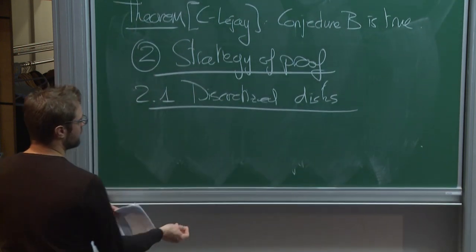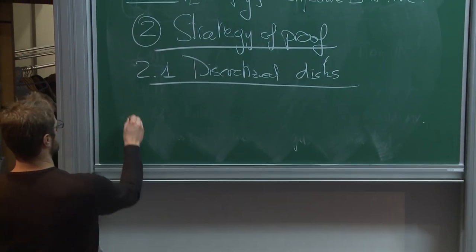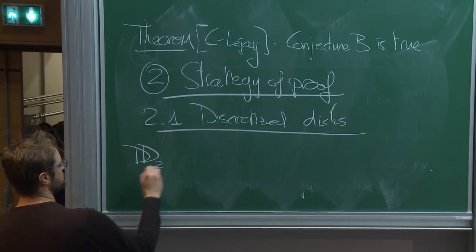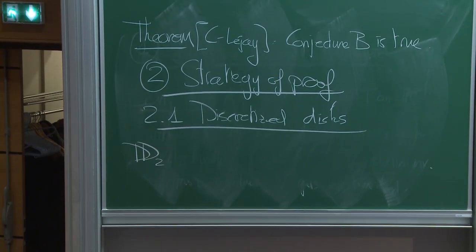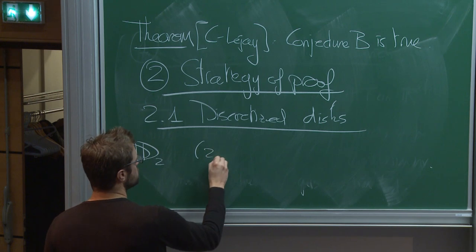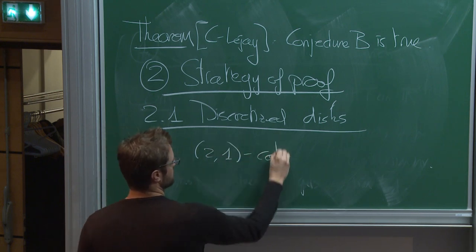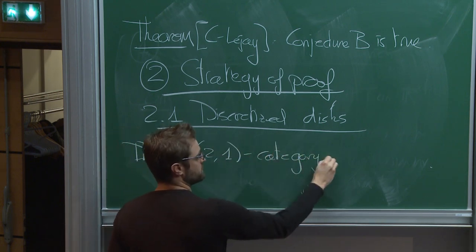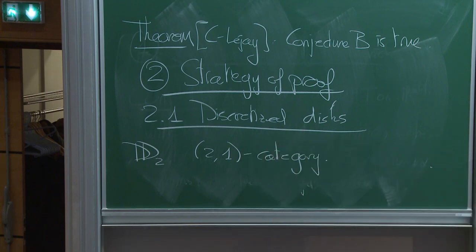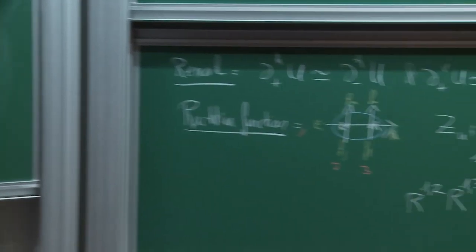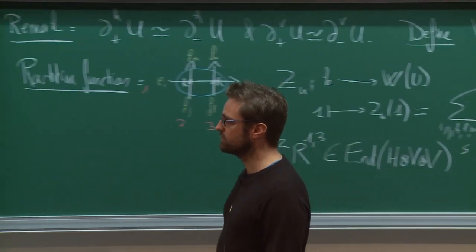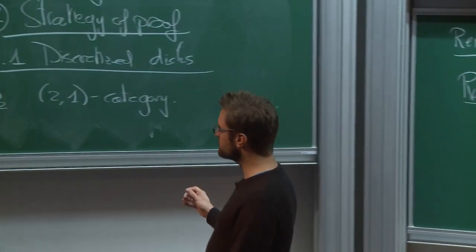I'm going to construct, so let me write this DD2 for discretized disks. And this is going to be a 2-1 category. Pretty much strict, actually, really a strict 2-1 category. So it's a 2-category in which two-morphisms are actually invertible.